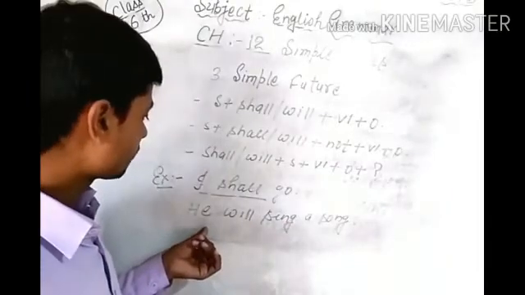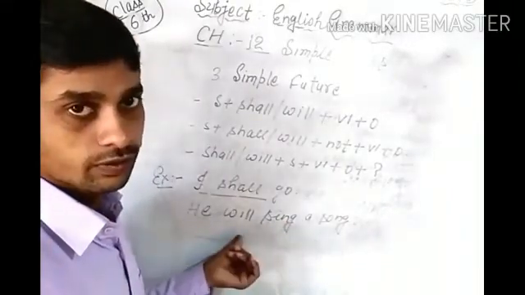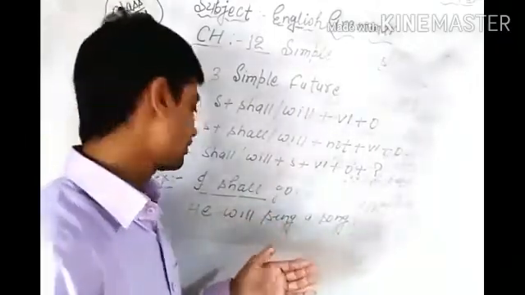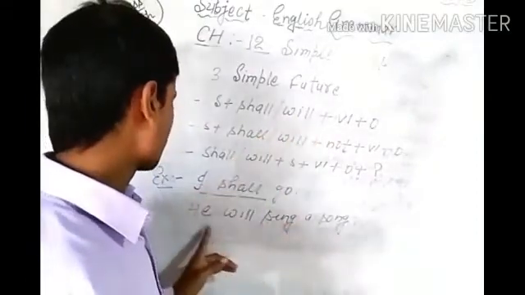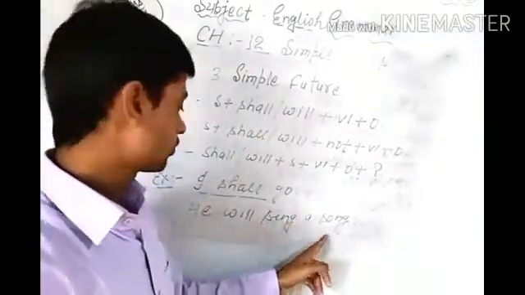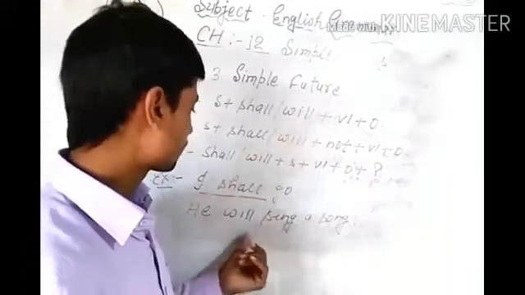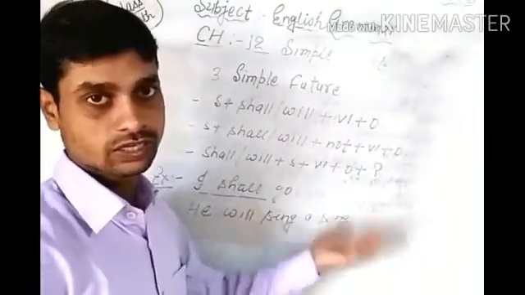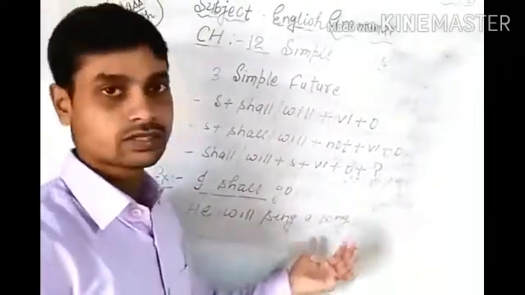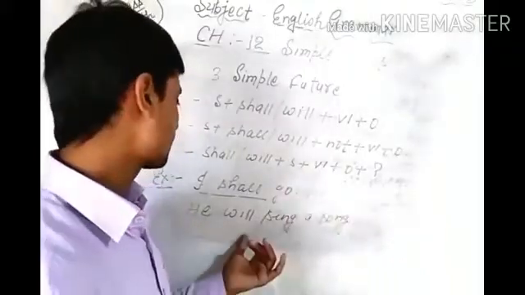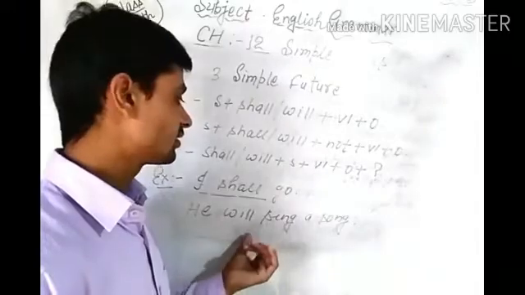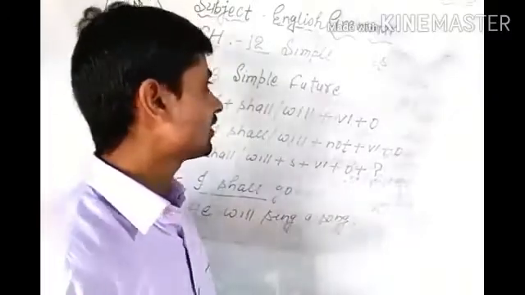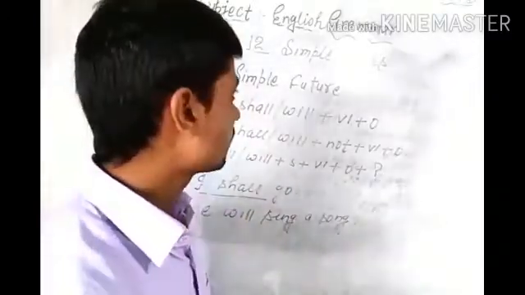Now the second example: he will sing a song. For he, she, it, and the rest, including you, will is used. He will sing a song. So he is the subject, will is the auxiliary verb, verb 1 is sing, and a song is the object. You can also change the sentence into negative: he will not sing a song. You can also change this sentence into interrogative: Will he sing a song? At last, question mark.